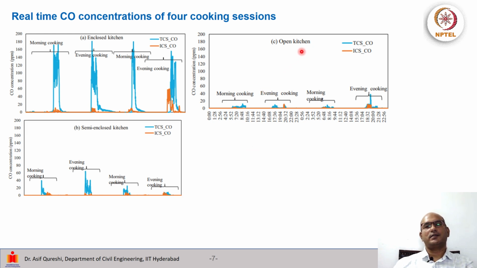In the open kitchen, we have lower concentrations of CO because probably this gaseous CO is well mixed with the air and is quite diffused. So we see some small peaks in the traditional cookstove situation in the blue color, and some small peaks also in the orange, the improved cookstove. So in the open kitchen concept, not that much difference is observed in the CO values.